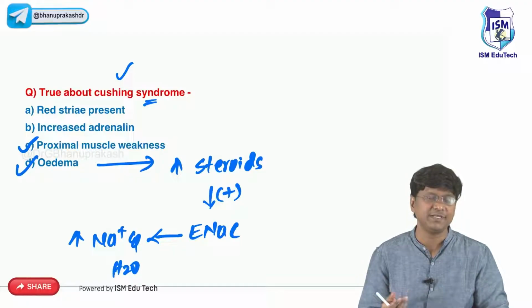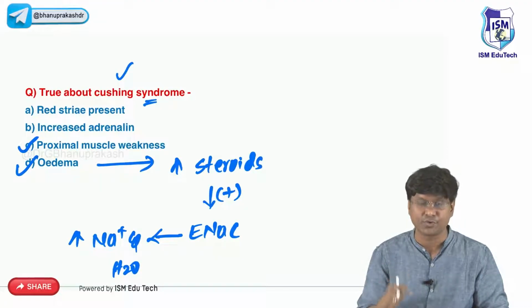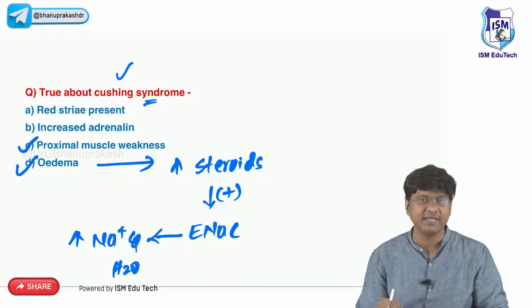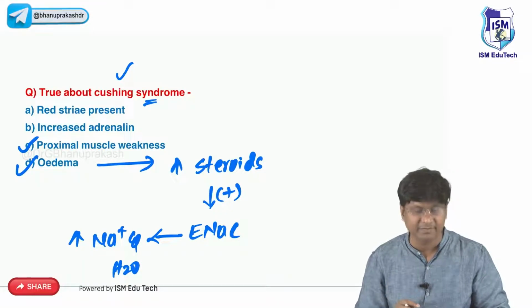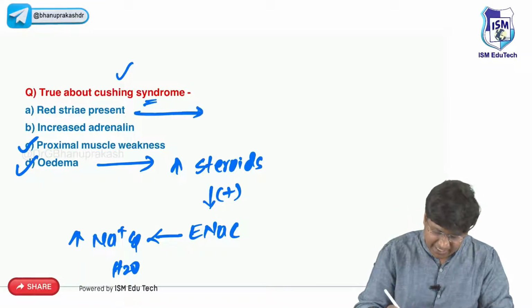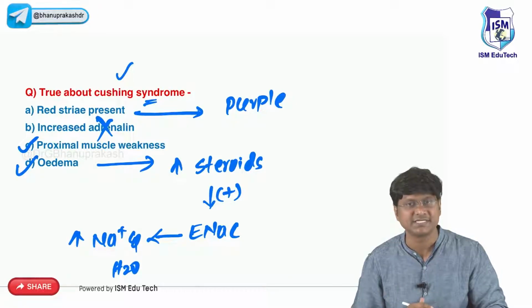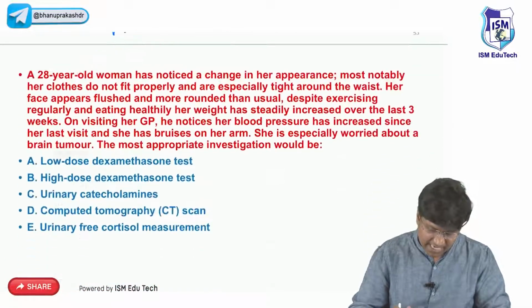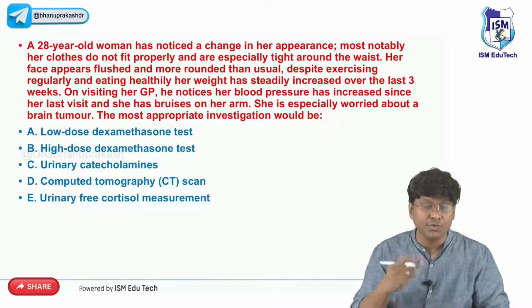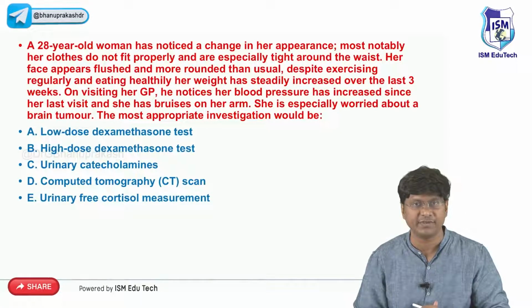Proximal muscle weakness will be there because excessive steroids will cause proteolysis, and proteins are present mainly within the muscles, and that is the reason why there will be proximal muscle weakness. And they will not have red striae, what they will have is purple striae. And they will not have increased adrenaline, what they will have is increased steroid levels. Right, now after having discussed the clinical features, how you work up these patients with Cushing's is a very, very important point.